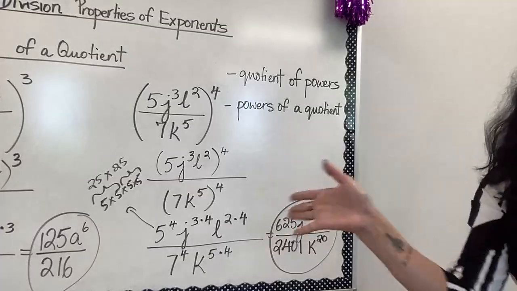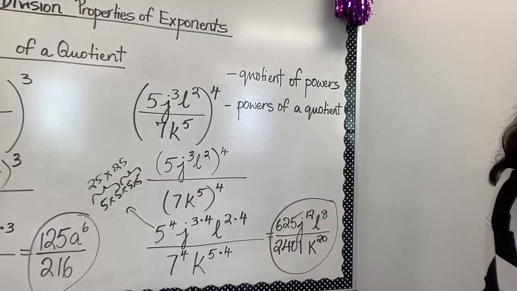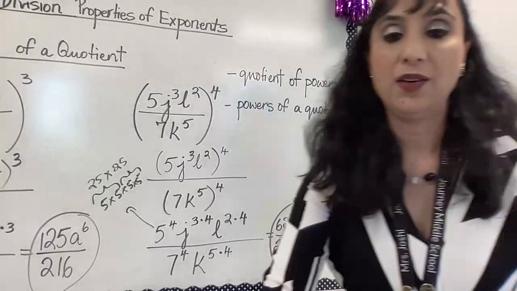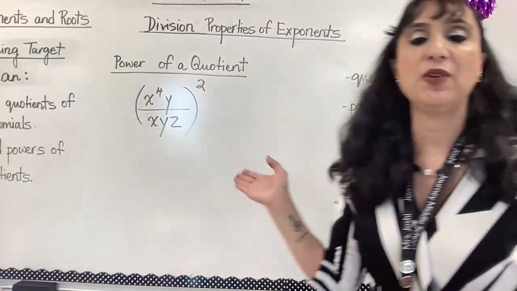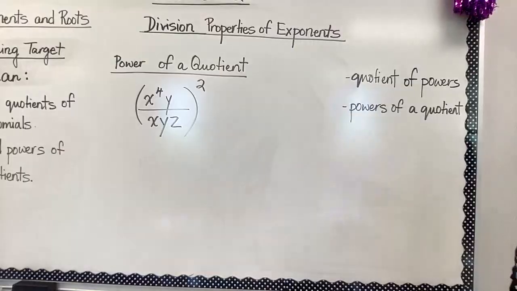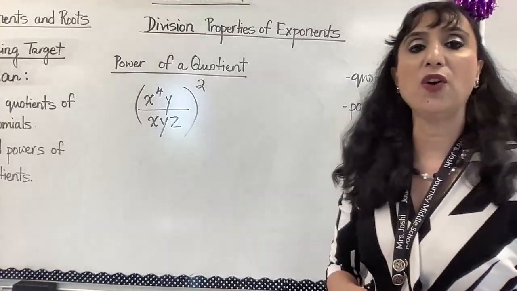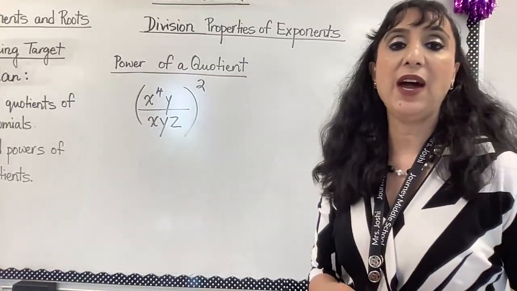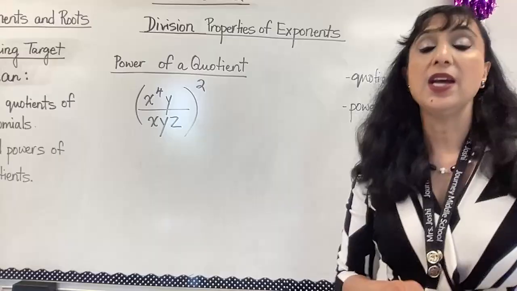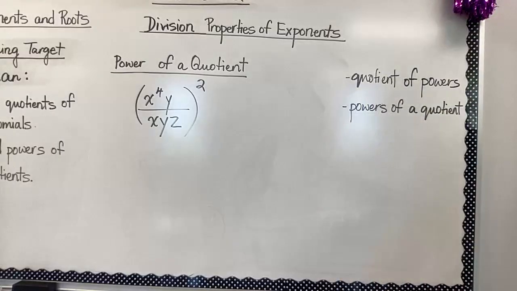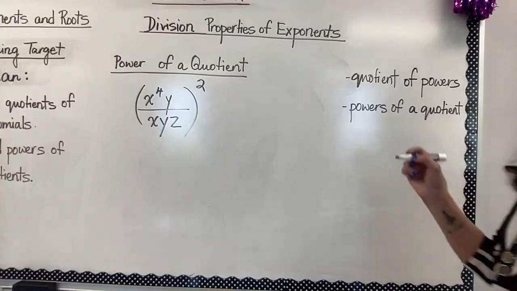Okay, so just look at those steps really quick. All right, going to do another problem. So here's another problem that I have put up for you on the board. And let's look at this one. So we can see that this is x to the 4th power y divided by xyz, and the whole thing is squared. Okay, so in this, I am going to go ahead and I am going to first use power of a quotient.